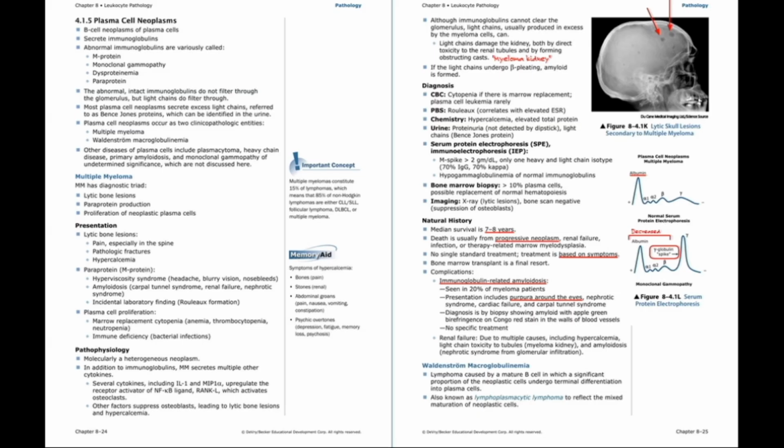Waldenstrom macroglobulinemia is a lymphoma caused by a mature B cell in which a significant proportion of the neoplastic cells will undergo terminal differentiation to plasma cells. Because we see this mixture of mature B cells and plasma cells, the current nomenclature describes this as a lymphoplasmacytic lymphoma.